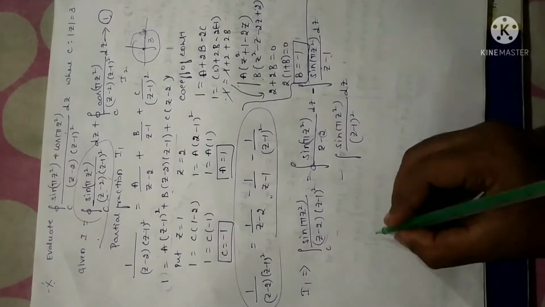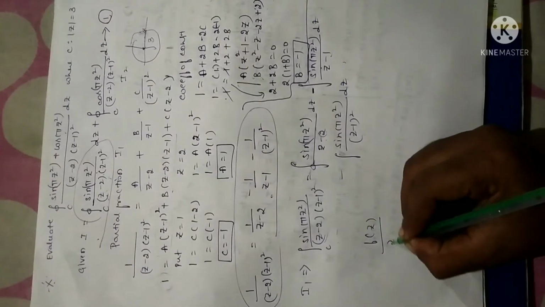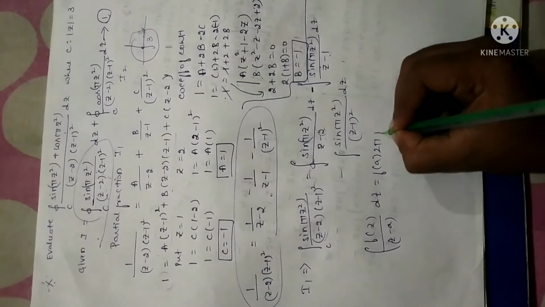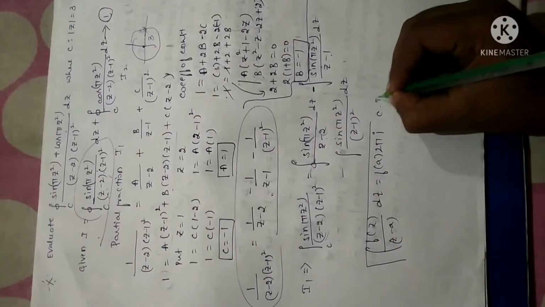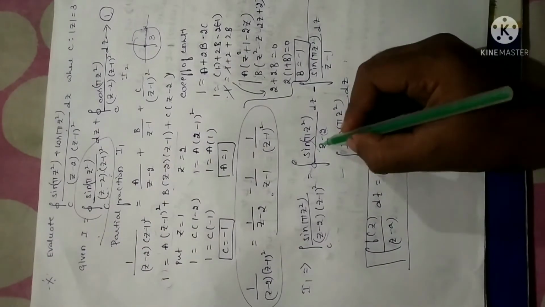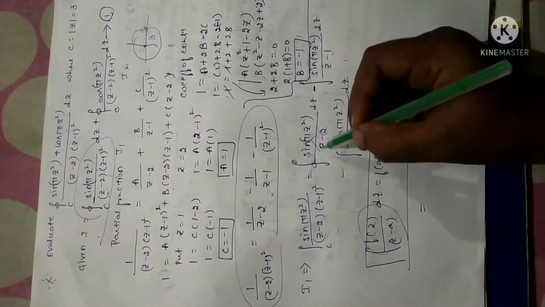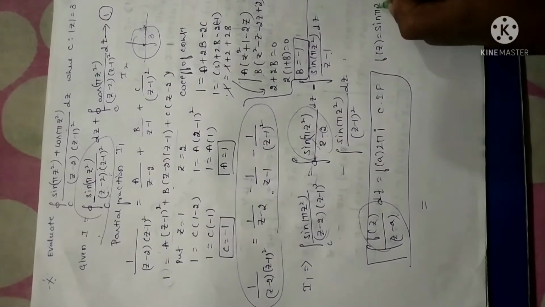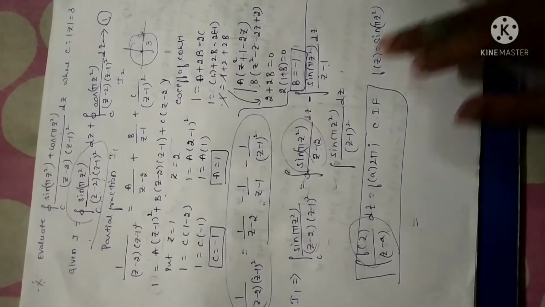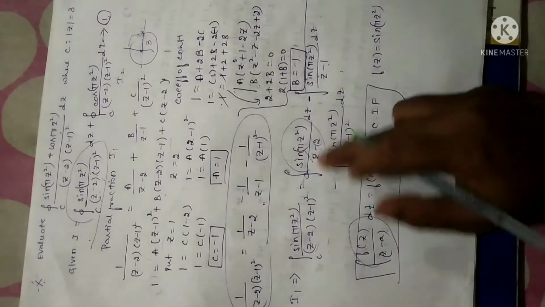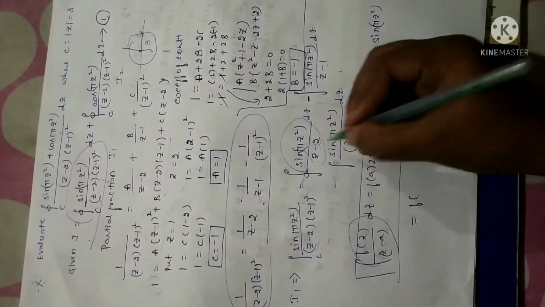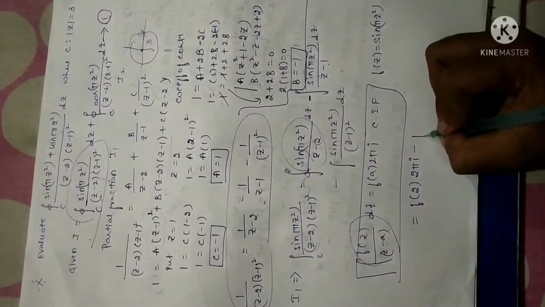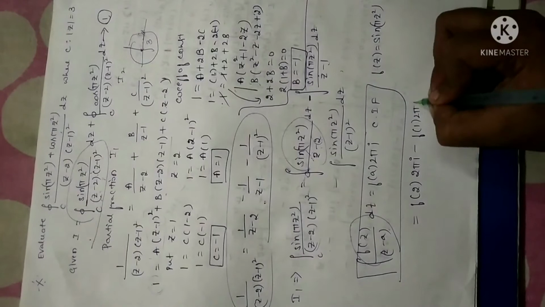So what does the formula say? Let me write here. f of z divided by z minus a, into dz, can be written as f of a into 2 pi i, right? So this is by Cauchy's integral formula. I am going to apply this concept here. Comparing with the standard form of the first integral, you can note that the f of z value is sine pi z square. So this integral will become f of 2 into 2 pi i. Similarly, this will become f of 1 into 2 pi i.